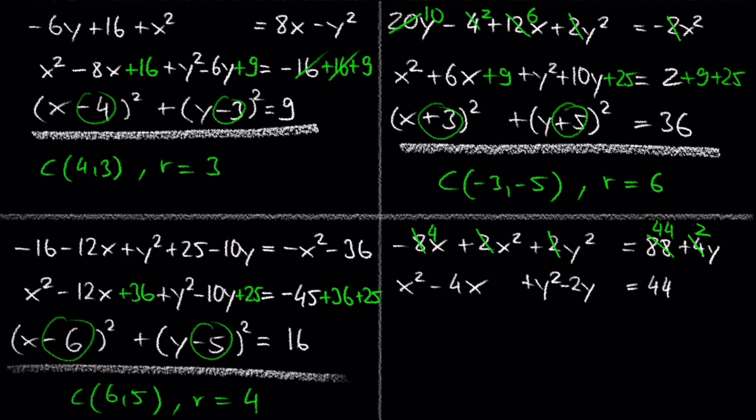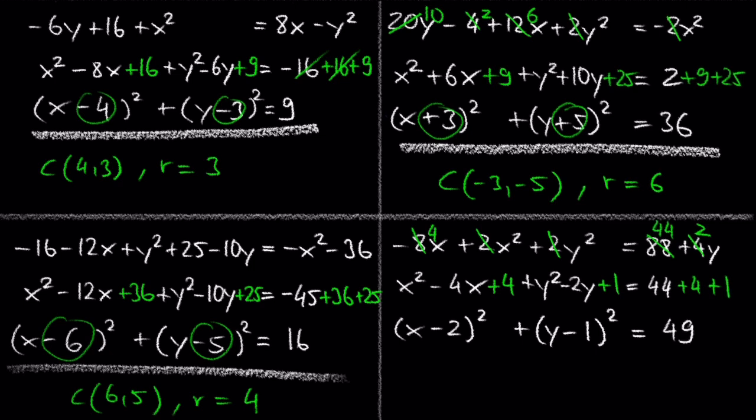The half of 4 is 2 and 2 squared is 4. The half of 2 is 1 and 1 squared is 1. X minus the half of 4 is 2. Y minus the half of 2 is 1. 44 plus 4 is 48, plus 1 is 49. So the center is 2, 1, and the radius is 7.